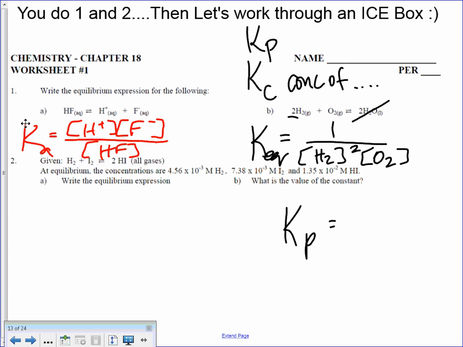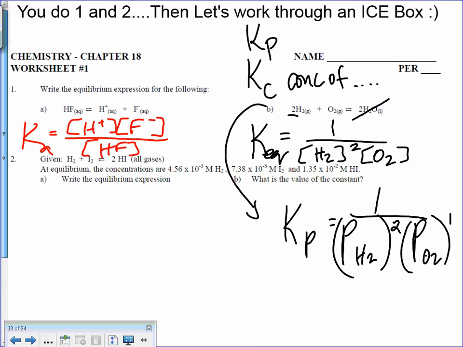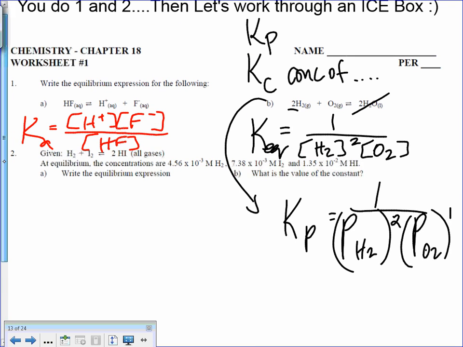Kp for the same B right here. All we do is change concentration brackets to P for partial pressure. So if we were given pressure in this problem, we would do 1 over the partial pressure of hydrogen gas. What still goes up here? H2 squared. So the hydrogen gas is squared, and the partial pressure of oxygen to the first. These two things are interchangeable. It depends on what kind of information is given, pressure or concentration. And we'll start calculating with them soon. Thumbs up if that makes sense so far. Okay, coolio. Let's go back.